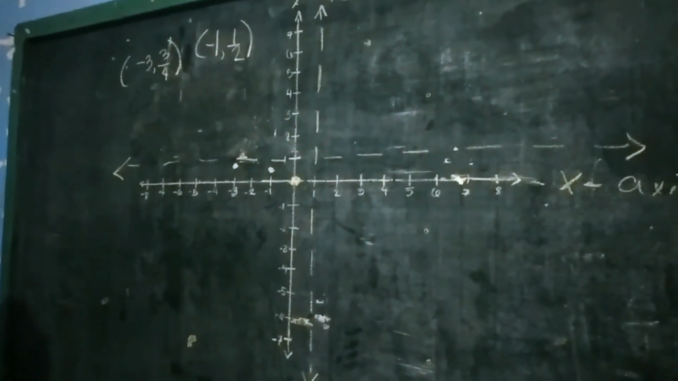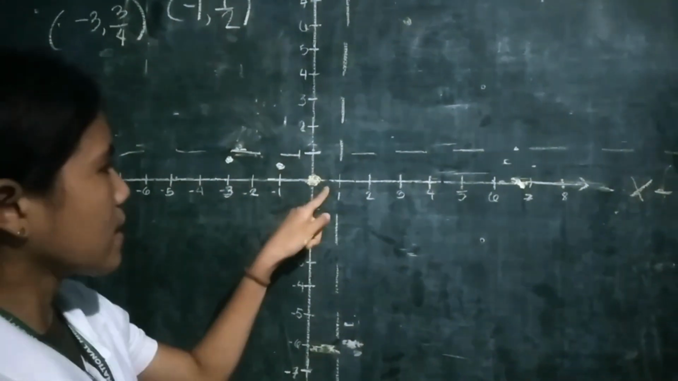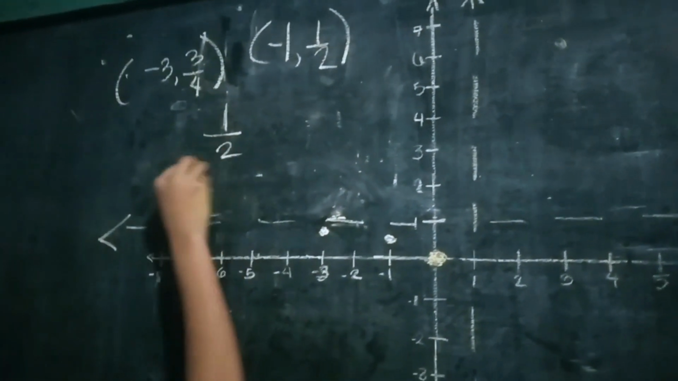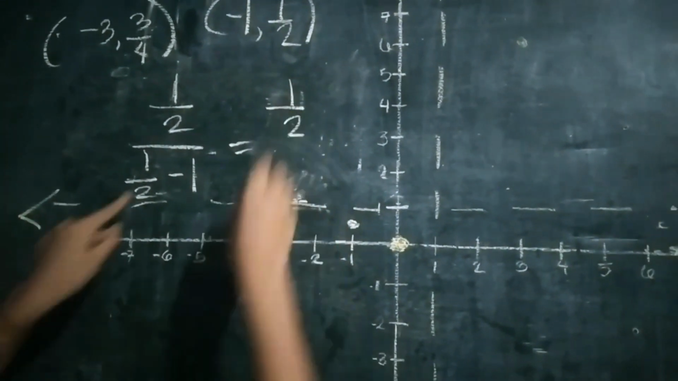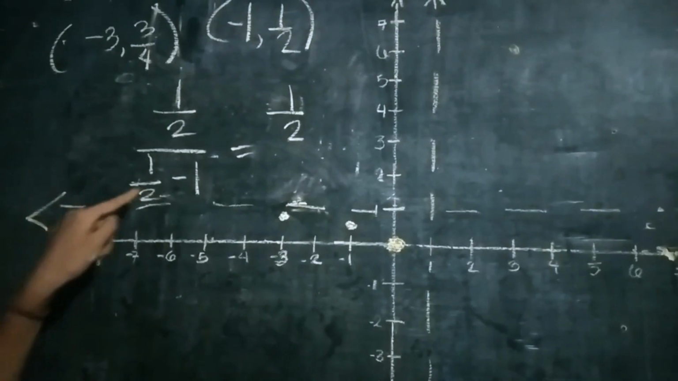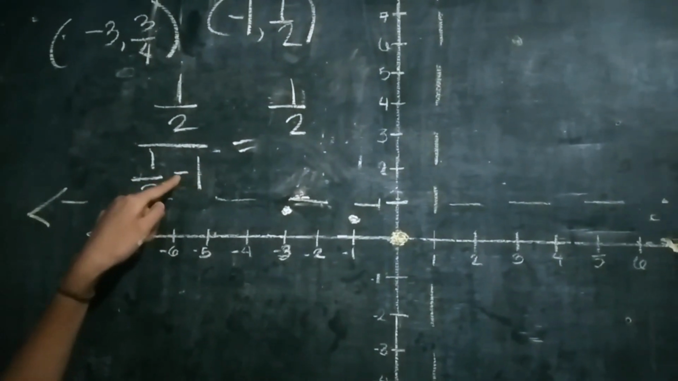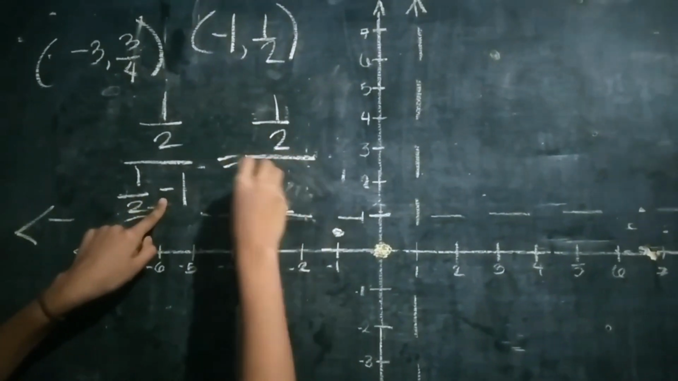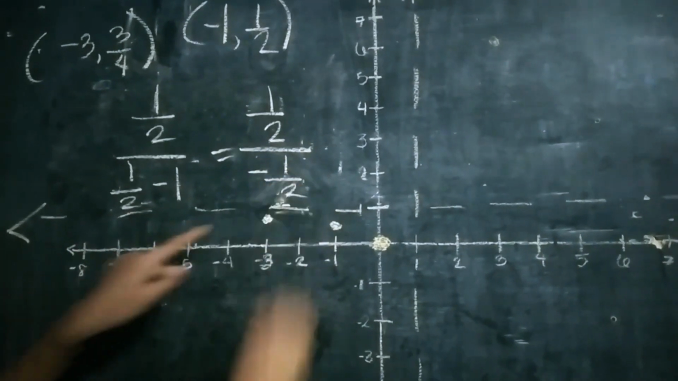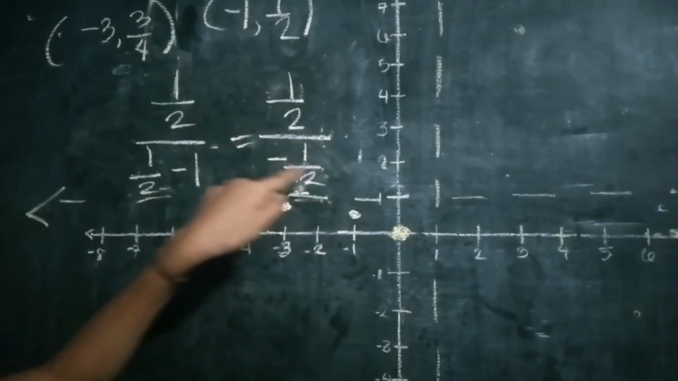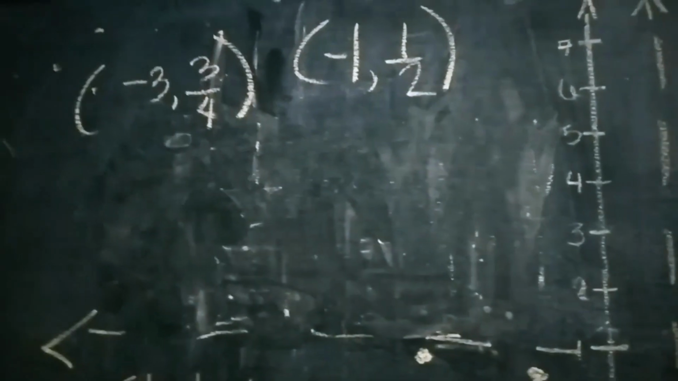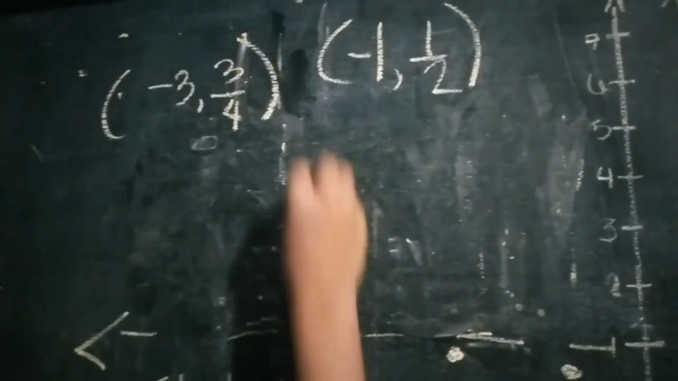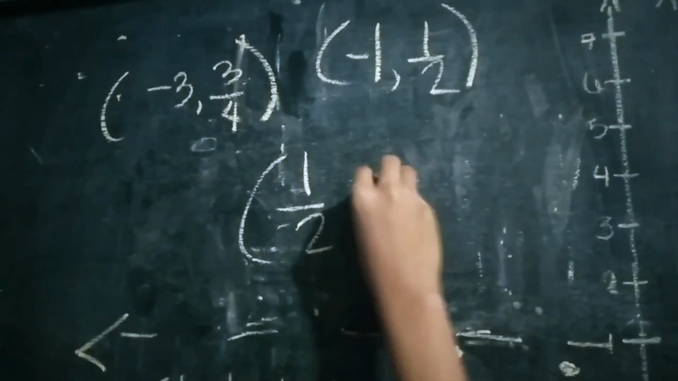So let's find. Our x is 1/2. Same process, substitute: 1/2 over 1/2 minus 1 is equal to 1/2 over negative 1/2, since 1 is bigger, you copy its sign. So 1/2 divided by negative 1/2 is negative 1. So our last ordered pair is 1/2 and negative 1.